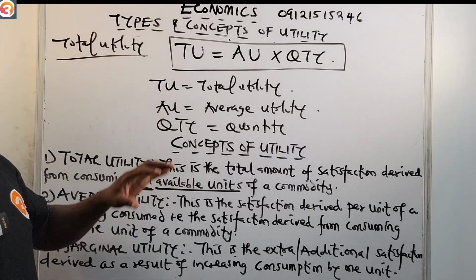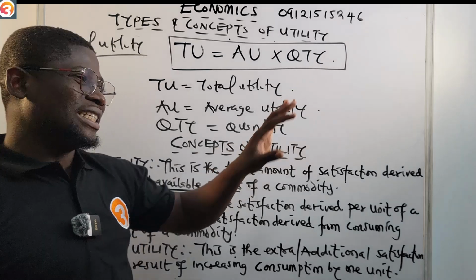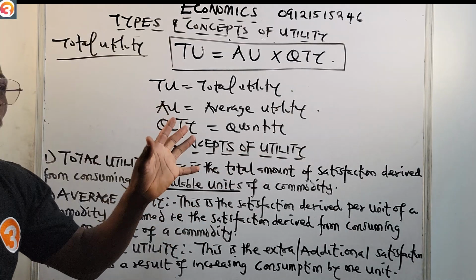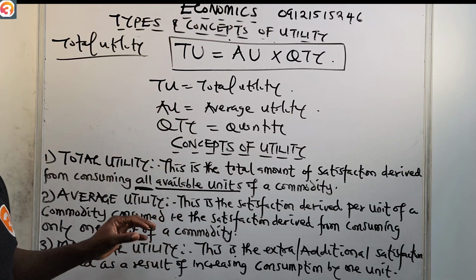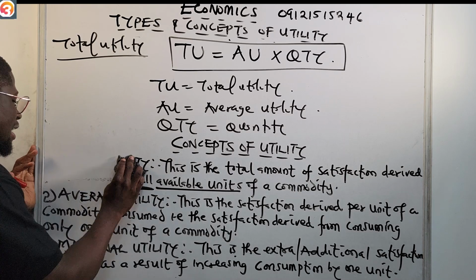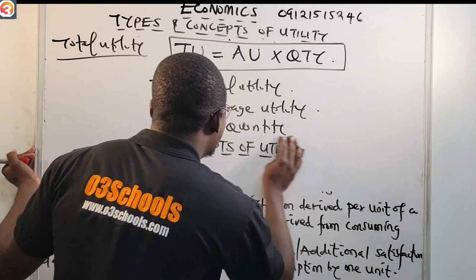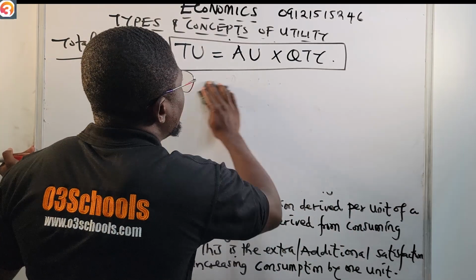All right, so we say that total utility is average utility times quantity, and it is the satisfaction derived from consumption of all available units of a commodity. Are we together? That's good. So now after total utility, that will take us to average utility. And what do we say average utility is?